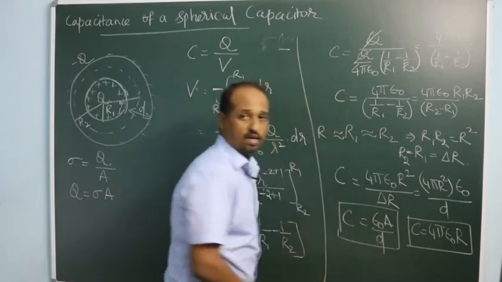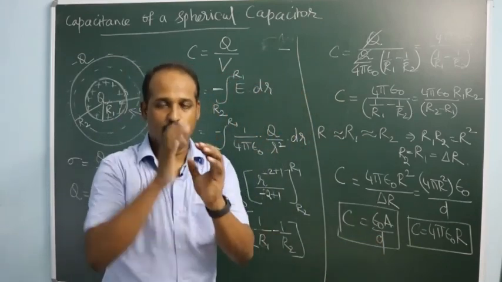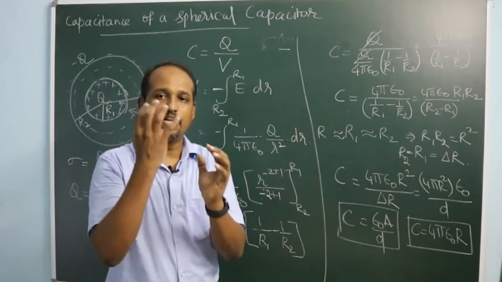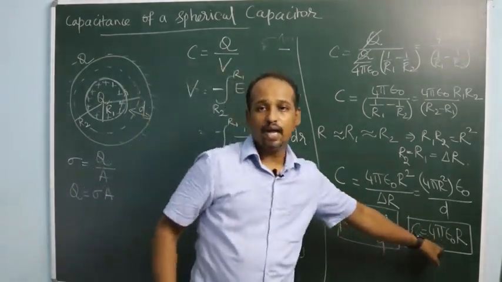You please remember these two results. Capacitance of a spherical conductor, no outer shell. In that case, it's a liquid drop, it may be a sphere or anything. That is 4 pi epsilon naught R.